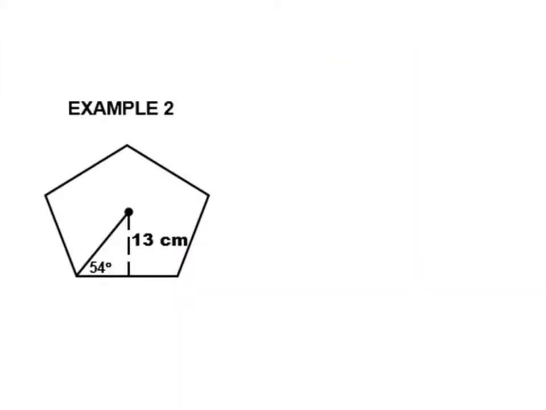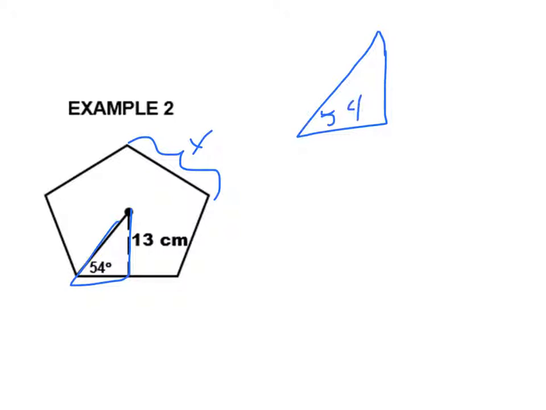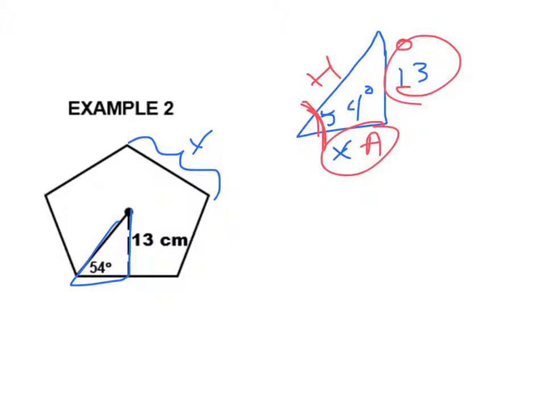Let's look at our next example. You're given the apothem, which is 13. We need to find the side length. We need to find this right here. Okay, so we're going to pull out this triangle, label it, and see what we have. We want to find this. So you have your hypotenuse. Mark the angle you're working with. This is the opposite. This is the adjacent. That's what we're going to work with. So again, we're using tangent. The tangent of 54 is equal to your opposite, which is 13, over your adjacent, which is x.